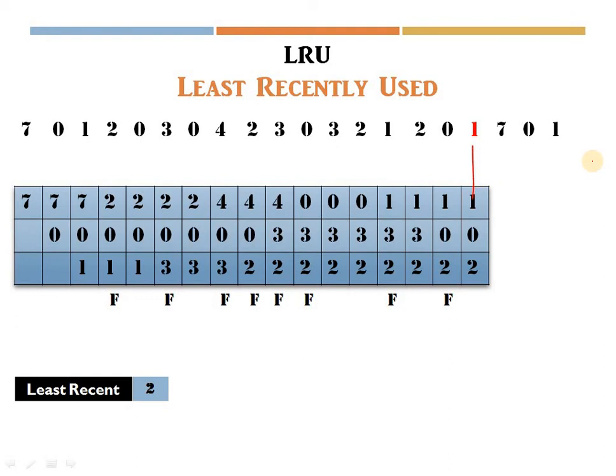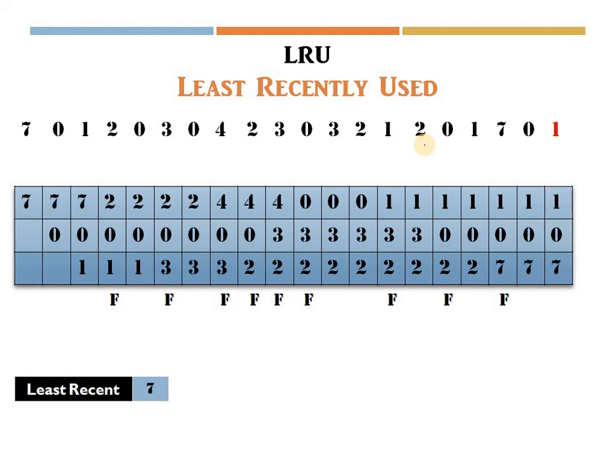So next is 7. Now to replace 7, I will have to take out either 2, 0 or 1. So it will be 2 because it had come long ago. So I'll replace 2 with 7. 0 is already there, not a problem, it's a hit. 1 is already there, not a problem, it's a hit. So this is my final least recently used algorithm wherein the page that is not recently used will be discarded from my memory slot.